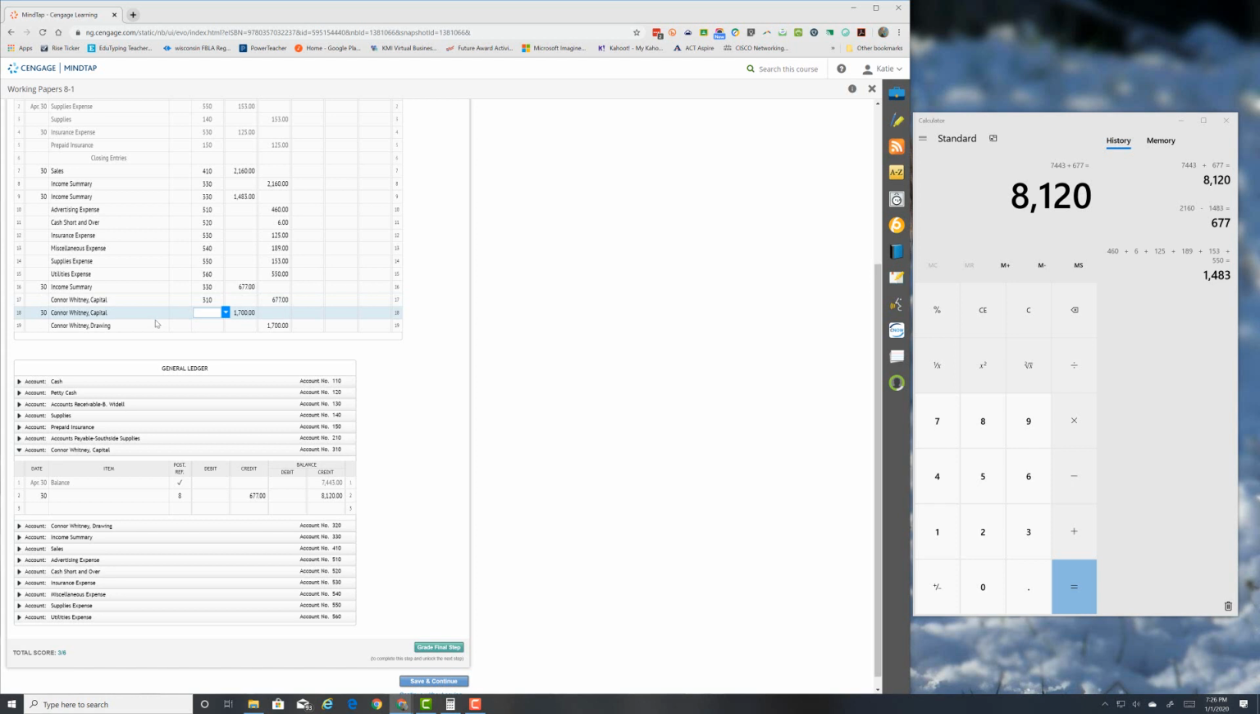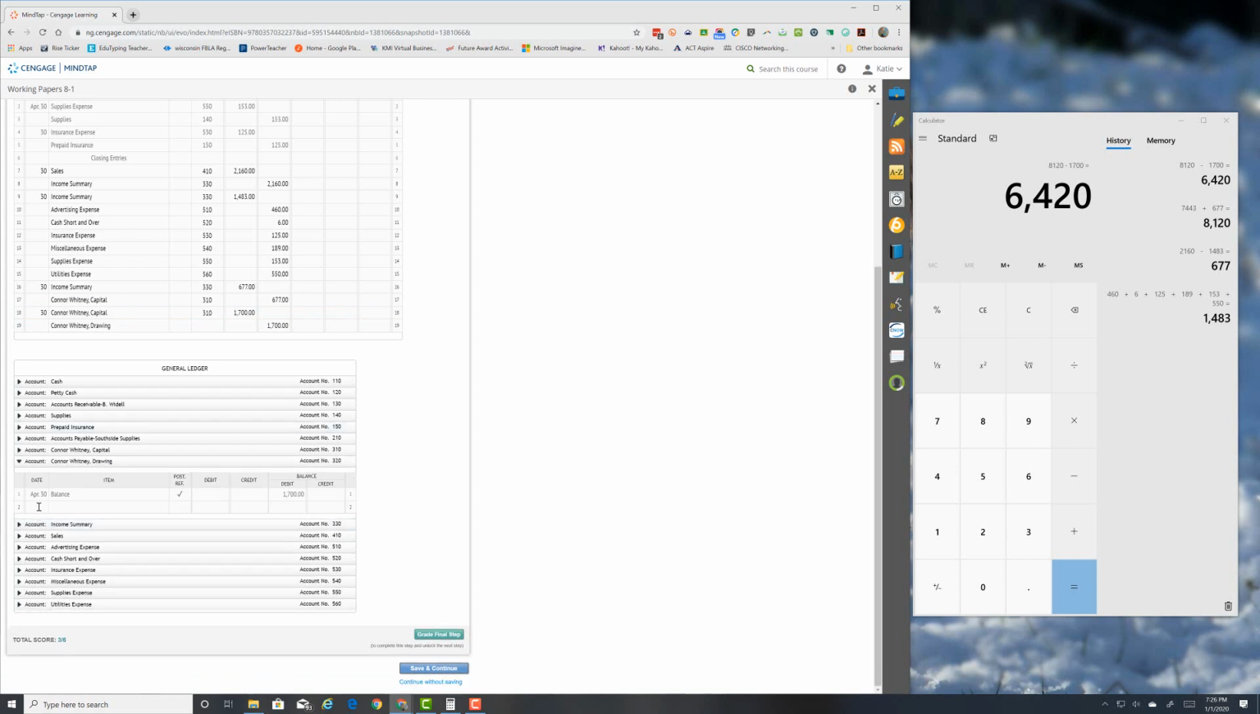Now, I'm closing the last one, posting it, and that's going to be the drawing. So, right here, I'm staying in my capital account, post reference is the 8, but I'm going to be debiting $1,700, which was the balance of my drawing account. So I'm going to take that $8,120, subtract $1,700, new balance of our owner's capital account at the end of the fiscal period is $6,420, which means at the start of the next fiscal period, that is going to be its new starting balance. The last account that I need to get to 0 is going to be my drawing.